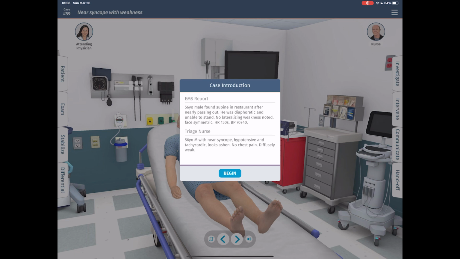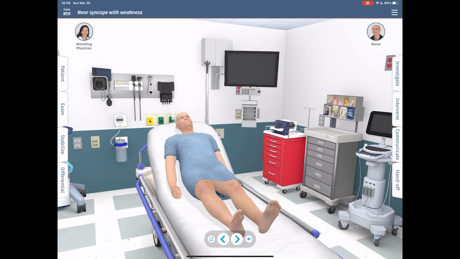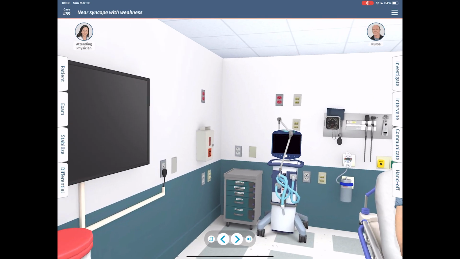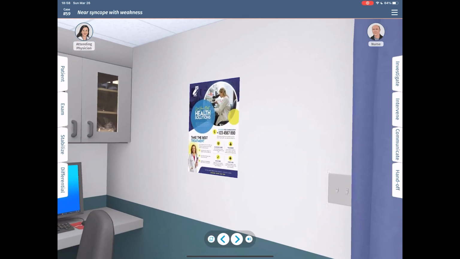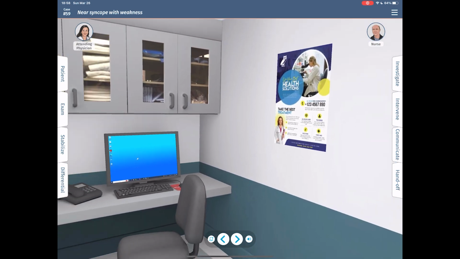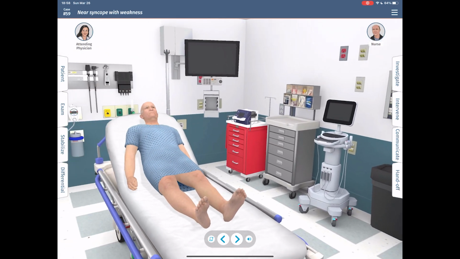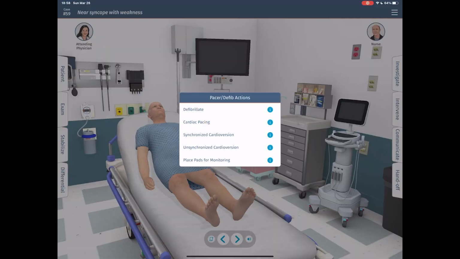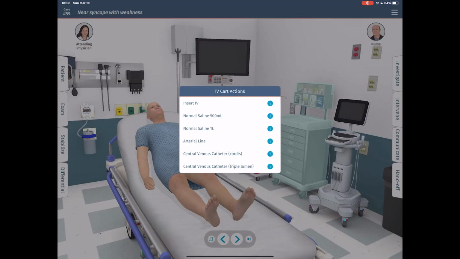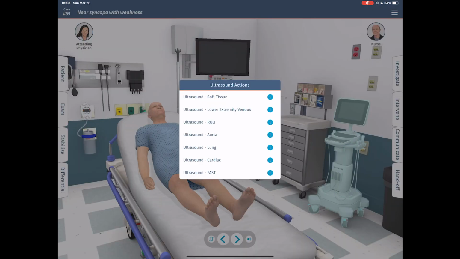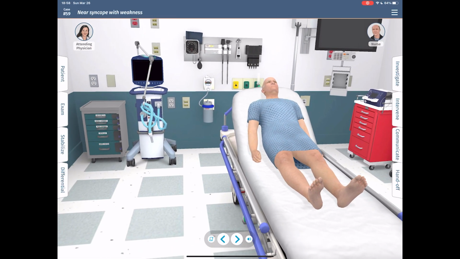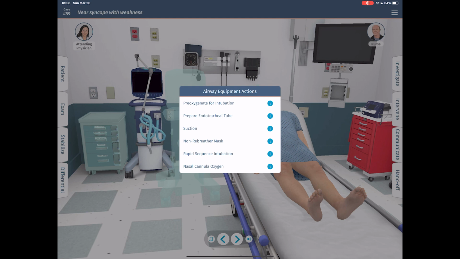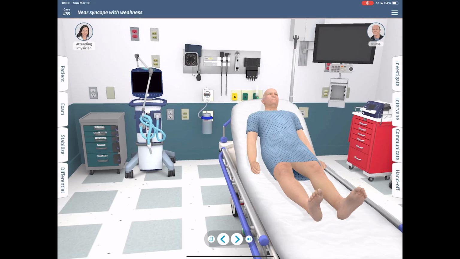So let's click begin. And we start off in this nicely modeled, and I would say nicely modeled for a mobile app, ER room or hospital room. We can actually click on the crash cart and it gives us crash cart options. We can click on the IV cart, it gives us IV options, or the ultrasound, or even the monitor. So it's nice that we can click different machines, although I clicked the respirator over there and it didn't do anything, but there's an airway cart.